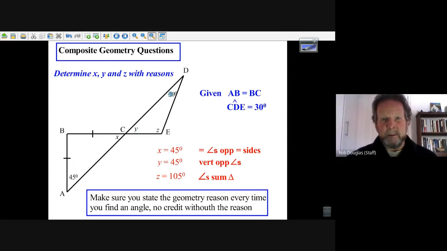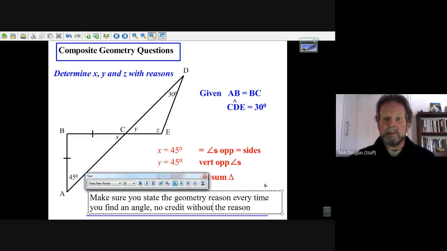We know that this angle is 30 degrees. Together that makes 45 and 30 makes 75 degrees. We've got to find this angle Z here. What we do is we know that the angles in a triangle sum to 180 degrees. So we take that 75 and subtract it from 180, and that's how we get 105 degrees. So Z must be 105, so that when you go 105 plus 45 plus 30, you get 180 degrees. Make sure you state the geometry reason every time you find an angle, because you can end up with no credit without the reason.